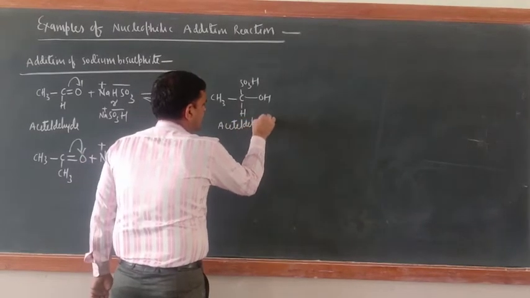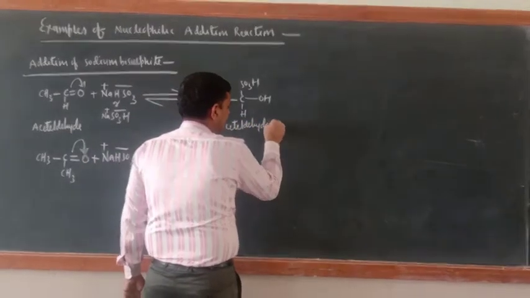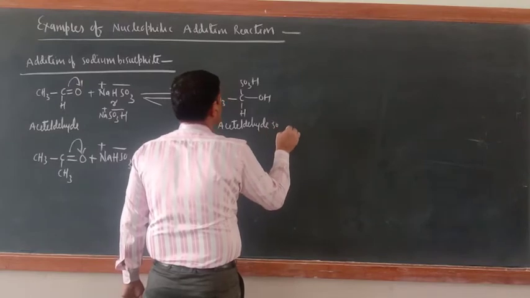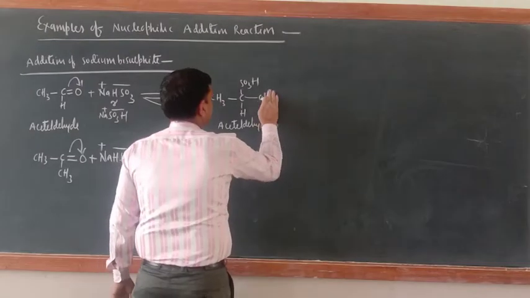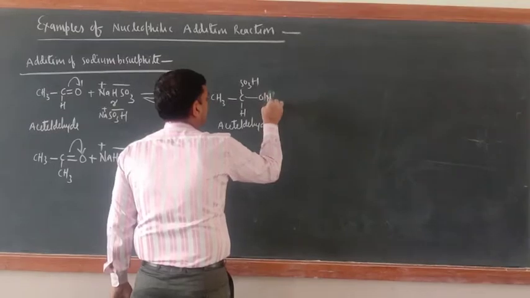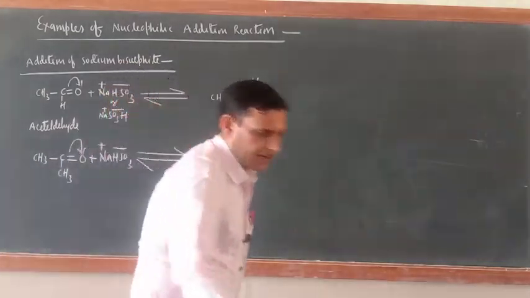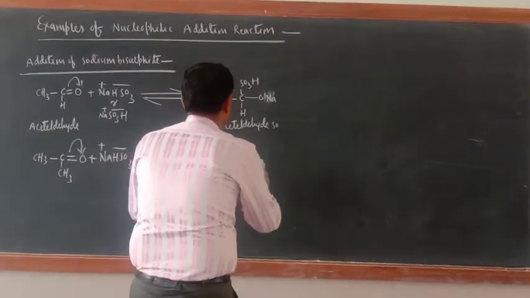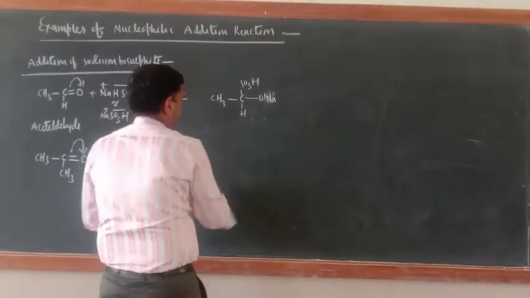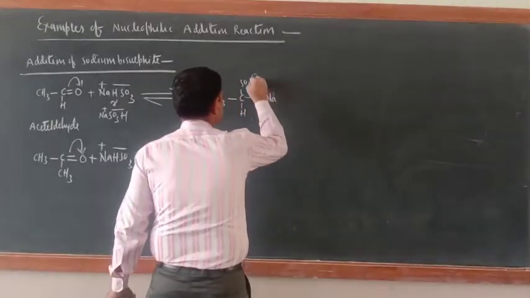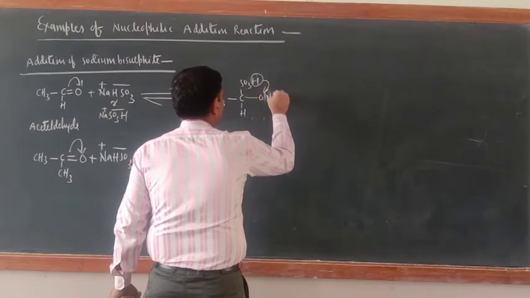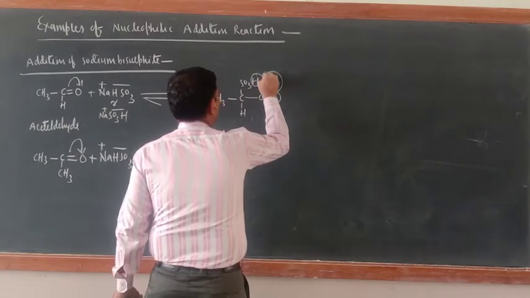This is acetaldehyde sodium, just a minute, here H, Na. Okay, now Na will be added. Now one more step would be here. Now proton transfer. Proton transfer means this H will come here and this Na will go here.